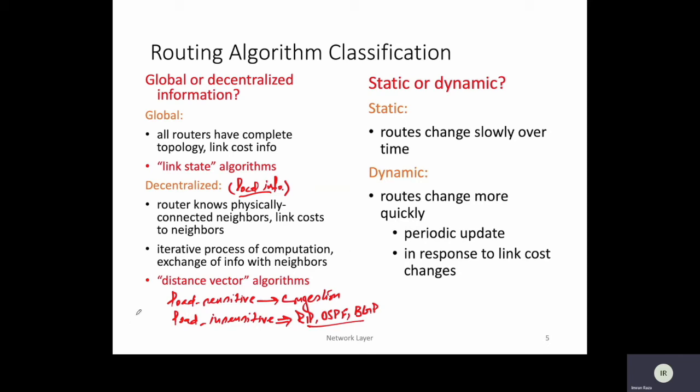And there is this third category. So this is classification number 2. And here we have this third classification that is based on load sensitive or load insensitive routing algorithms, where the congestion is either taken into consideration or not. And by the way, the latter is the case with most of the routing protocols that are being used over the internet nowadays.